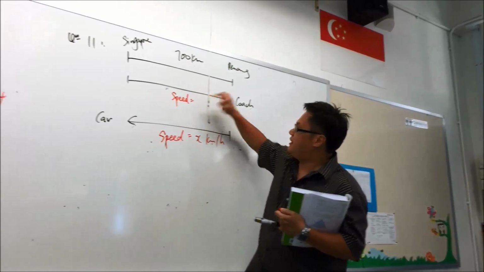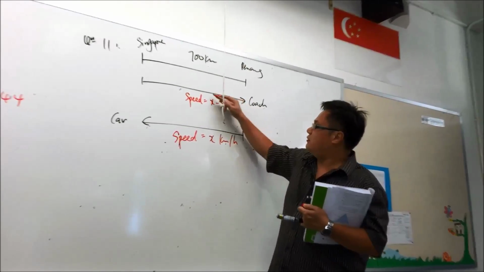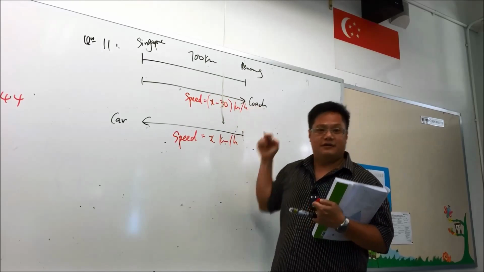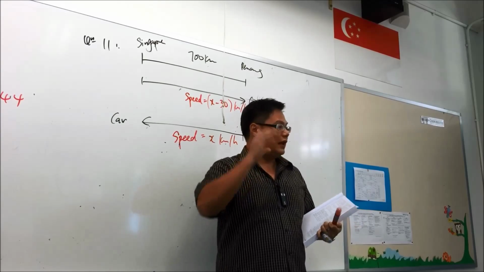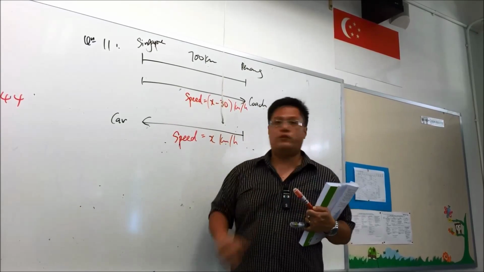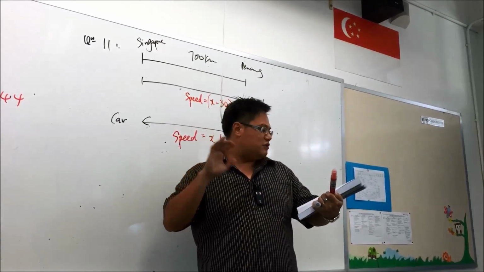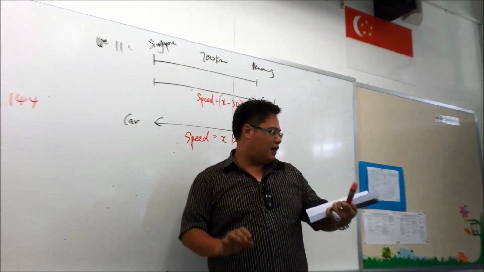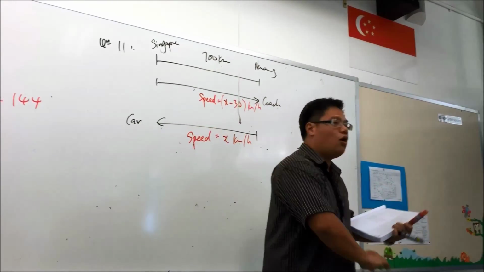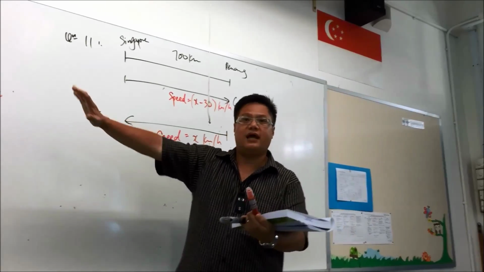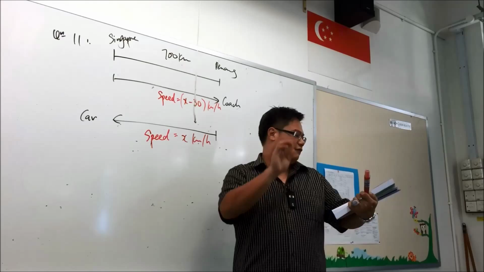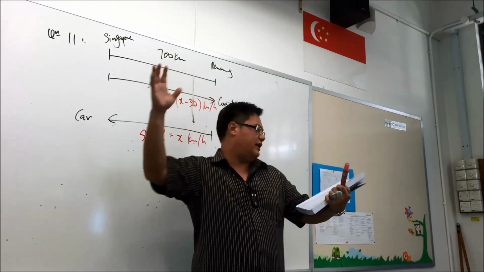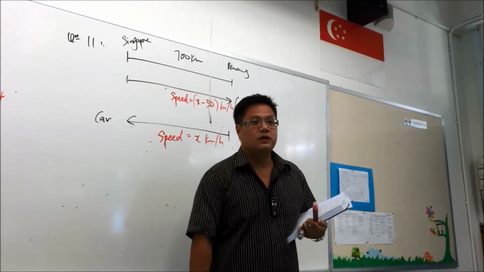Very good. X minus 30, bracket it, kilometers per hour. Are we clear? Okay. So now that we have the speed of the coach, we have the speed of the car, average speed of the car is X kilometers per hour, and the whole journey means to Penang and back, from Penang back to Singapore, takes a total of 20 hours. Can you formulate this particular equation?